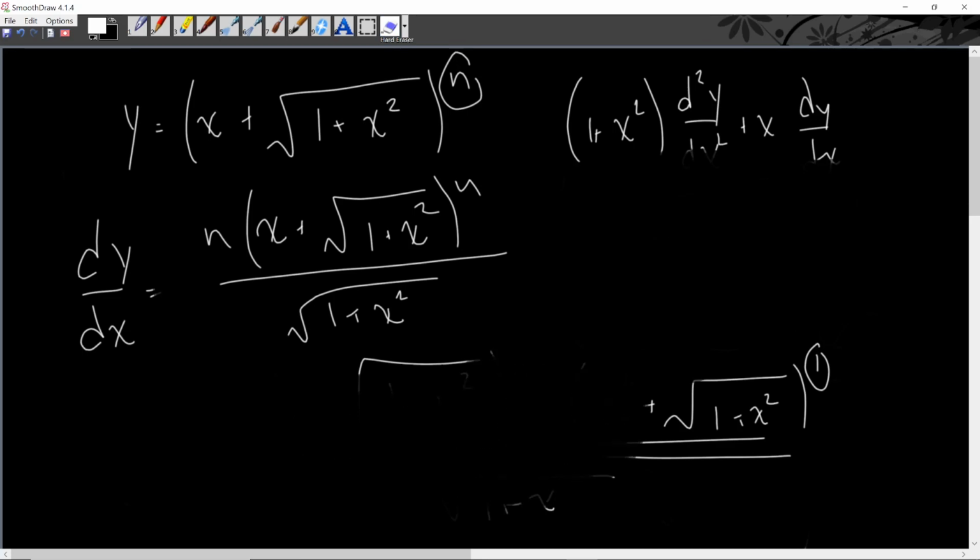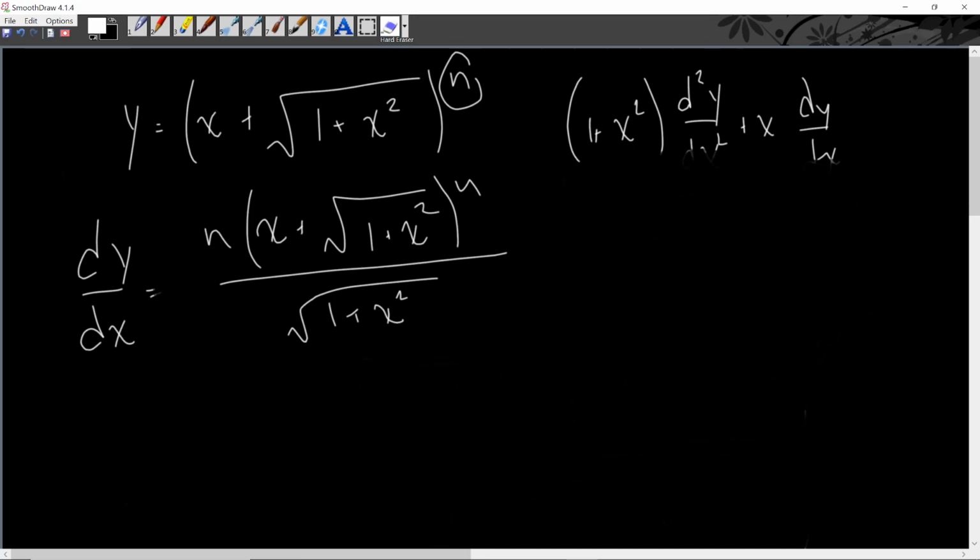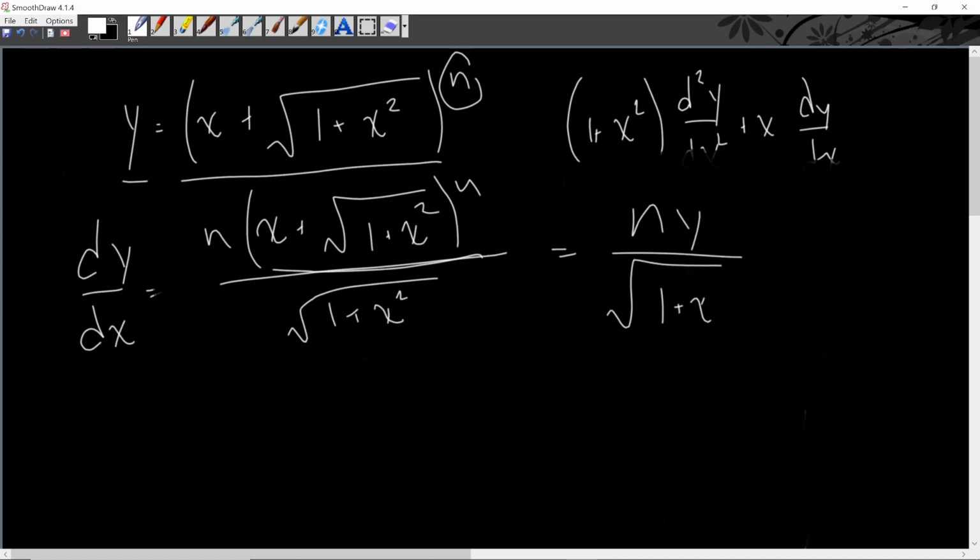I really like doing these kinds of problems because you have to think less about the actual math of what's happening and more about the logic of what's happening. We said that y is equal to all of this. So it's kind of like this is a loop. This is still y, right? We said that (x plus square root of 1 plus x squared) to the power of n is y. So we could just resubstitute that back in here, and we have ny all over 1 plus x squared.